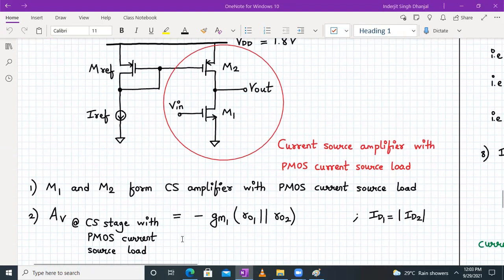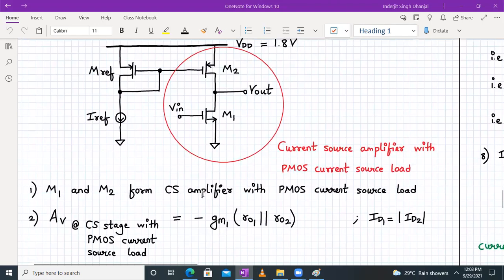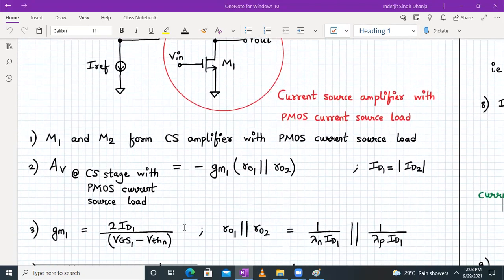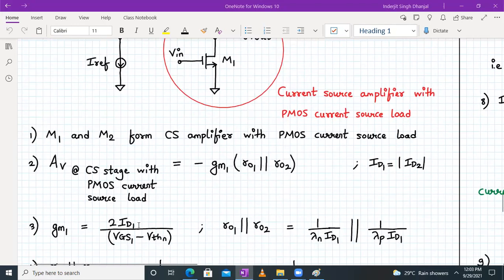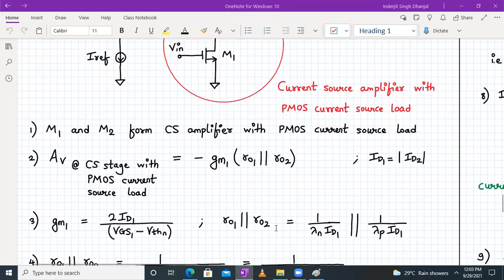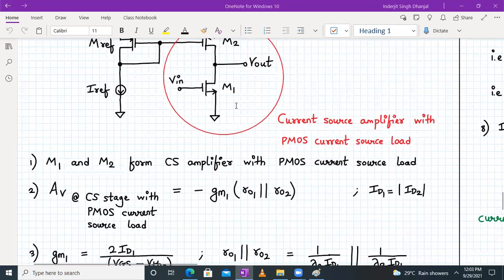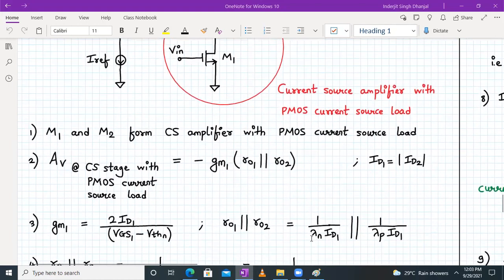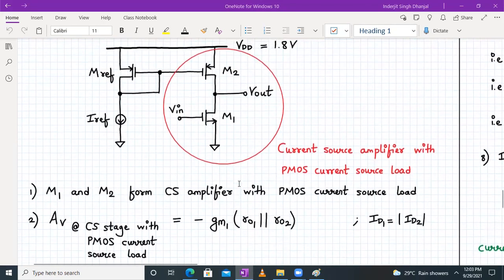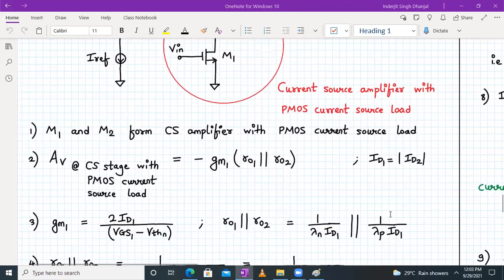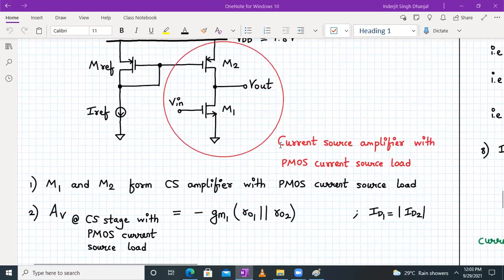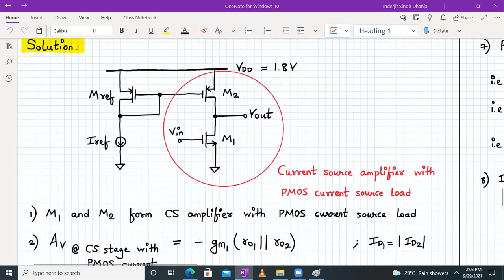So let's proceed ahead. Remember, our aim is to find the transistor sizing. Fine. So next, GM1 is given by twice ID1 divided by VGS1 minus VTHN. Okay. And what is RO1 parallel to RO2? RO1 is basically for M1 transistor, which is NMOS. So it is 1 upon lambda n ID1. And basically RO2 will be for the PMOS transistor. So it will be 1 upon lambda P ID1. Now, why are we calling it ID1 for both? Because the current flowing through M1 and M2 transistor will be same.